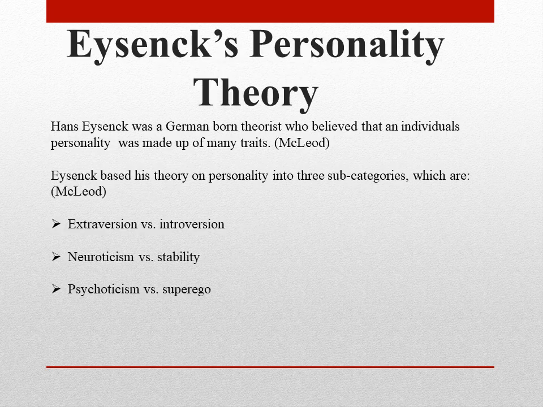Eysenck's personality theory. Hans Eysenck was a German-born theorist who believed that an individual's personality was made up of many traits. Eysenck based this theory on personality into three subcategories, which are extroversion versus introversion, neuroticism versus stability, and psychoticism versus superego.